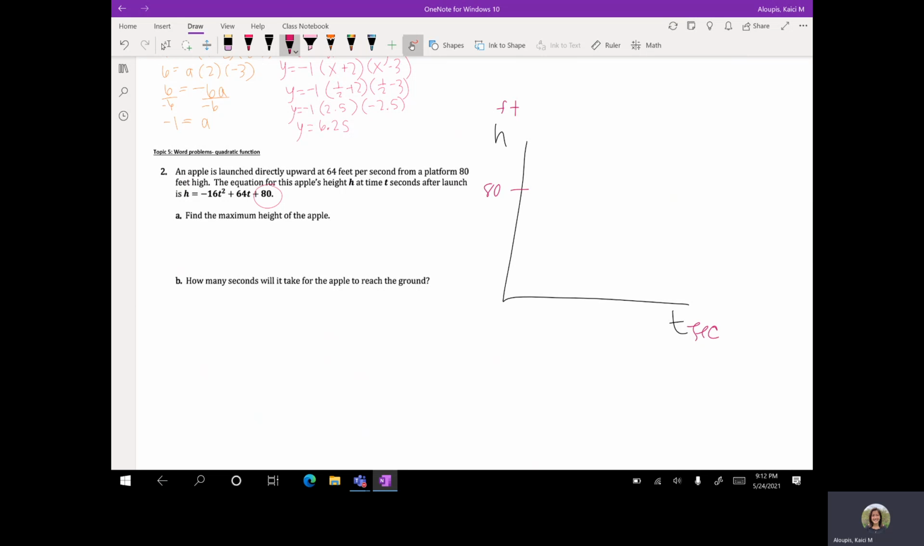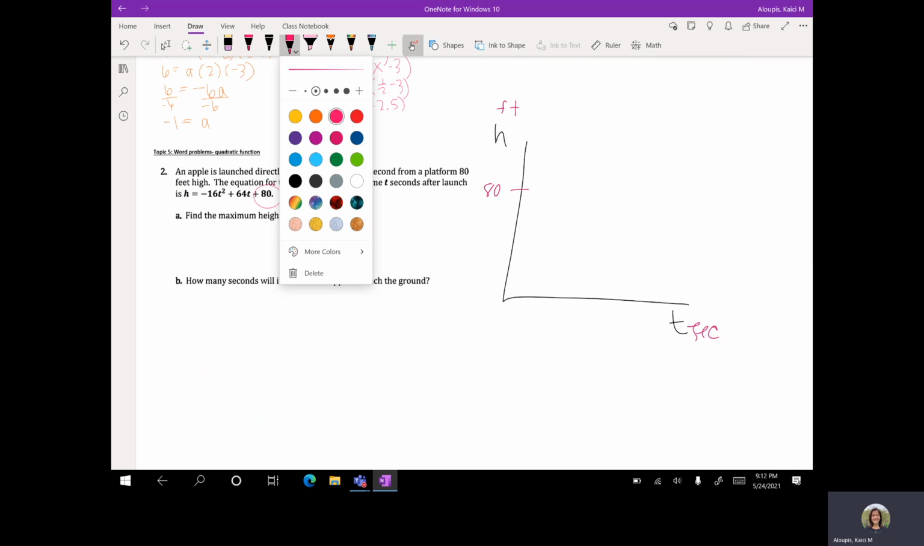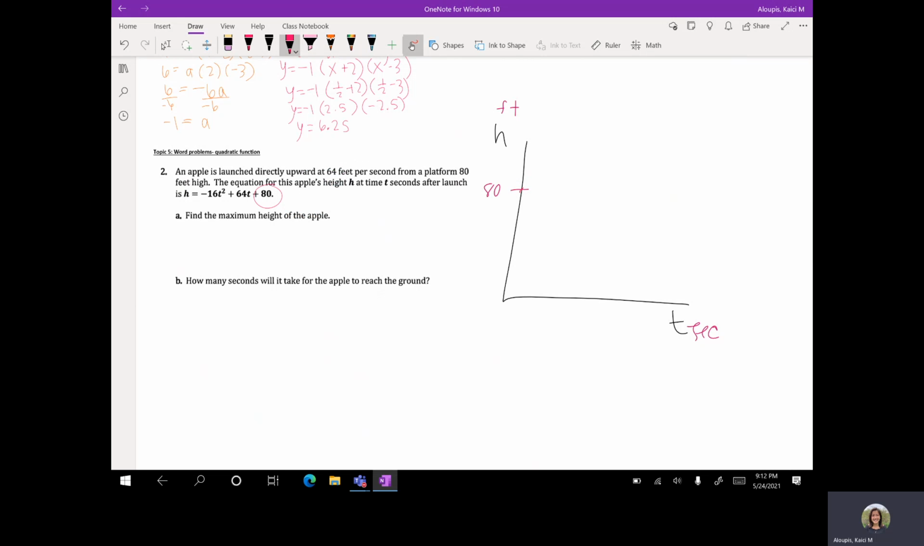Let me write that: seconds. So what's happening here is this apple is going to be launched upward. I already know it's going to go up and then down. Okay, good enough. There's the apple being launched upward at a velocity of 64 feet per second, and then obviously it's going to drop down to the ground eventually. This right here is the y-intercept, which we already know is at 80 feet. That's where it starts, on a platform that high. They want us to find the maximum height. They want us to find this point here, which is our vertex.